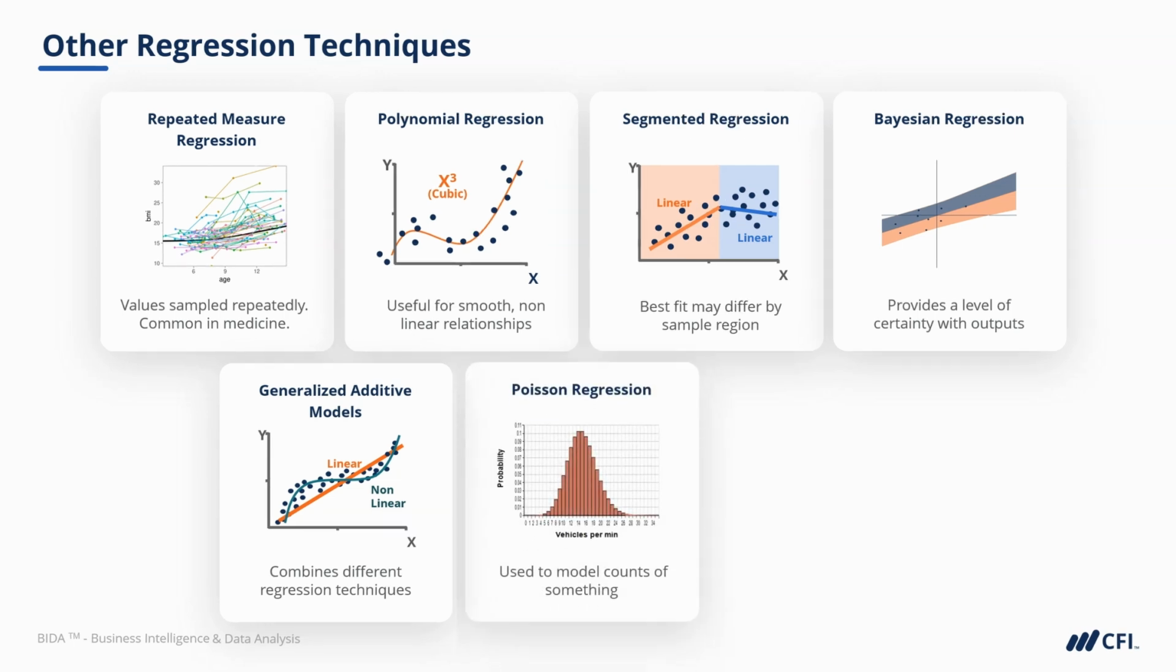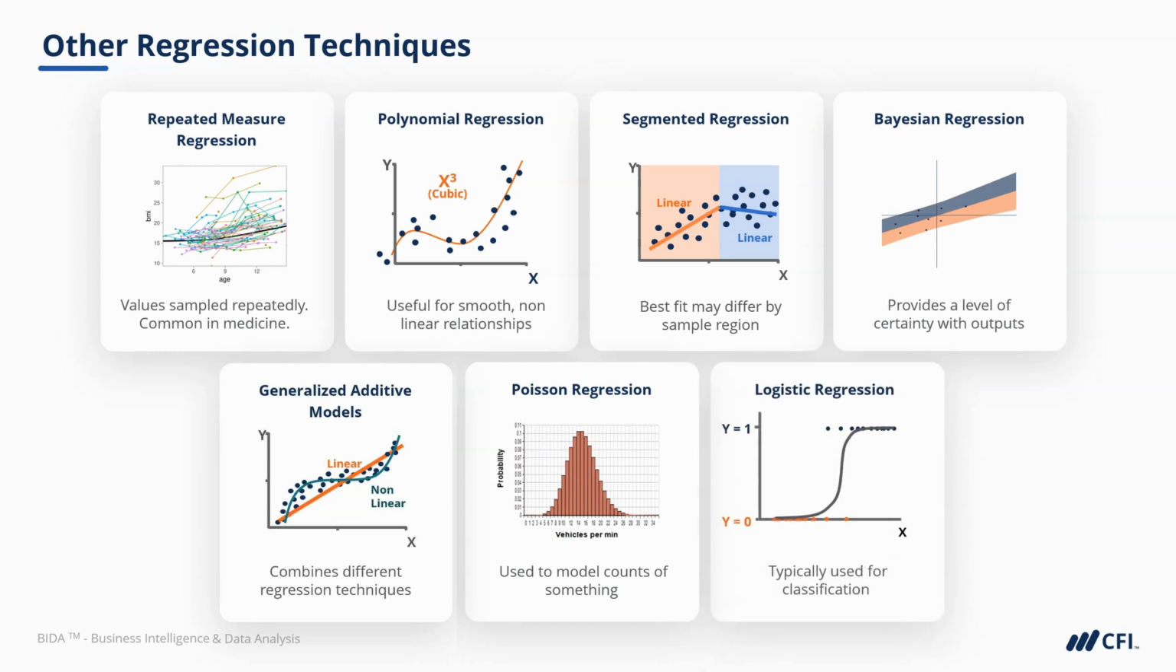Poisson regression allows us to model counts of something, like the number of vehicles that pass a certain point in a given minute. And finally, logistic regression is typically used for classification problems and helps us transform a continuous output variable into this S-shaped curve. So there's a quick insight into the world of regression. We'll cover each of these in a little more detail in our regression analysis course.